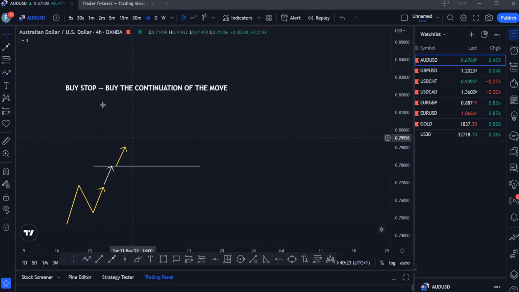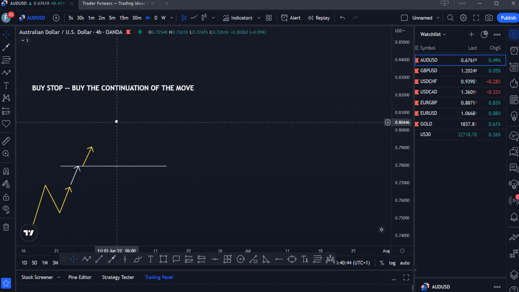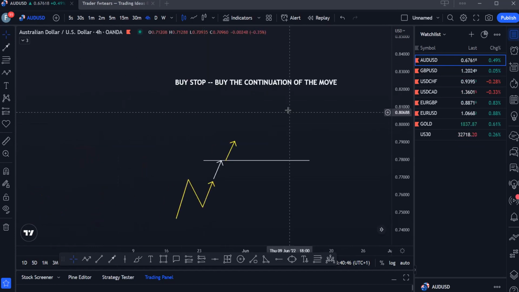That's why stop orders are continuation orders. You want to buy the continuation of the move. You are the one that will set the price at which you want to enter for the buy. So sell stop is just the opposite.